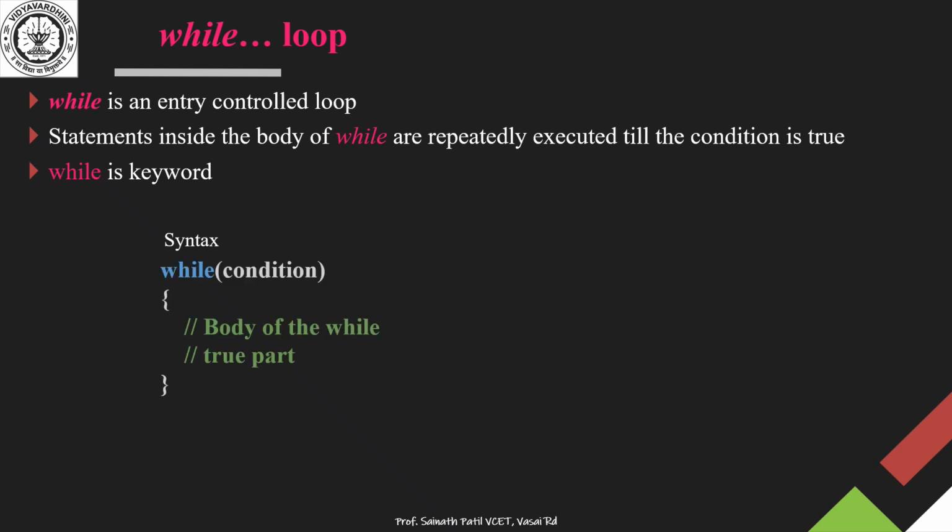The syntax of while is the while keyword and, in parentheses, the condition. Then an open curly bracket, then a set of statements, and a close curly bracket. Statements within the curly brackets, that is under the while loop, are repeatedly executed as long as the condition is true. As the condition becomes false, the program executes the next statements after the while.